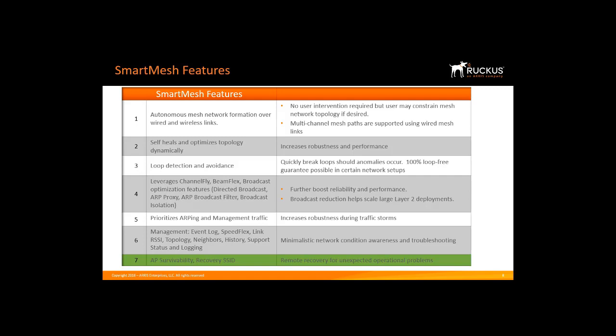The third feature of SmartMesh is loop detection and loop avoidance. SmartMesh quickly breaks loops should anomalies occur. This ensures 100% loop-free operation.